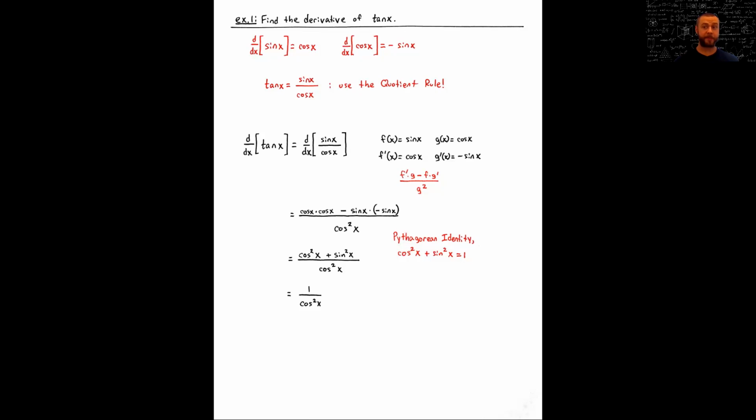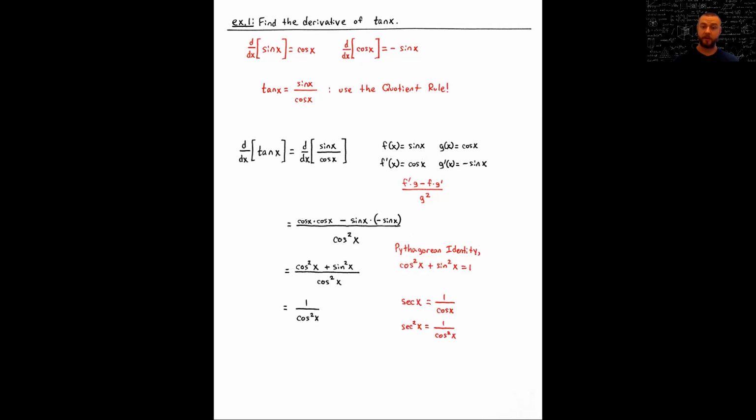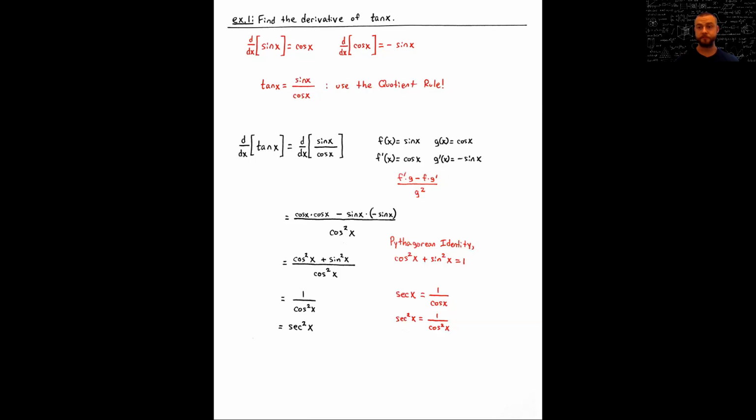Now, if you're really on top of your stuff, that can even be rewritten. 1 divided by cosine, the reciprocal of cosine, is secant. So 1 divided by cosine squared, well, we can think of that as being secant squared. And that is the standard answer. We're going to say that the derivative of tangent is secant squared of x. So the derivative of tangent of x is secant squared of x.